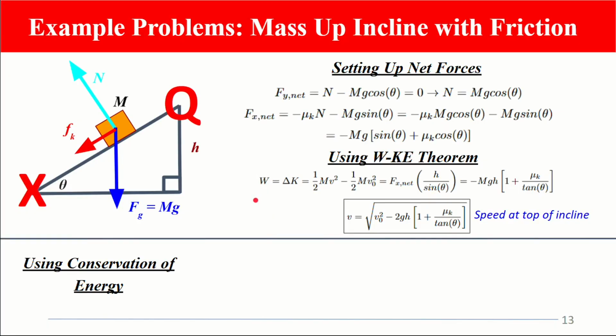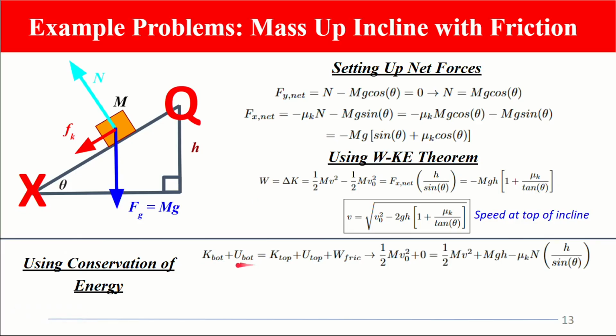So, conservation of energy time. You have the kinetic energy at the bottom plus the potential energy at the bottom is equal to the kinetic energy at the top plus the potential energy at the top plus the work due to friction. Now this is where we're going to be considering a non-conservative force, which is of course friction.